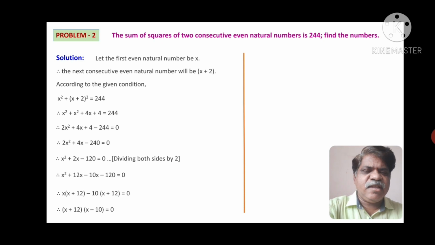Therefore, you can write ab is equal to 0 means either a is 0 or b is 0. So x plus 12 is equal to 0 or x minus 10 is equal to 0. After solving, we get x is equal to minus 12 or x is equal to 10.